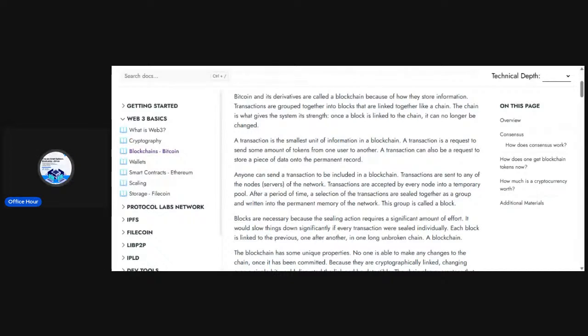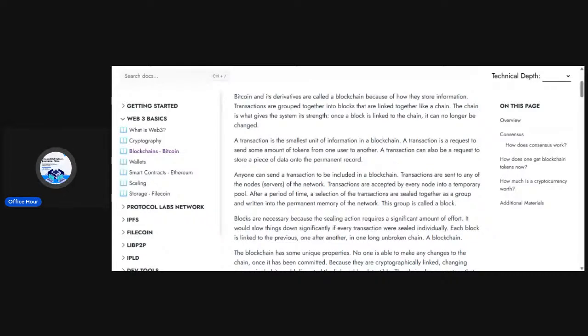So blocks are necessary because the sealing action requires a significant amount of effort. It would slow things down significantly if every transaction was sealed individually. Each block is linked to a previous one, one after another, in one long unbroken chain. That's a blockchain. So it's a chain of blocks.